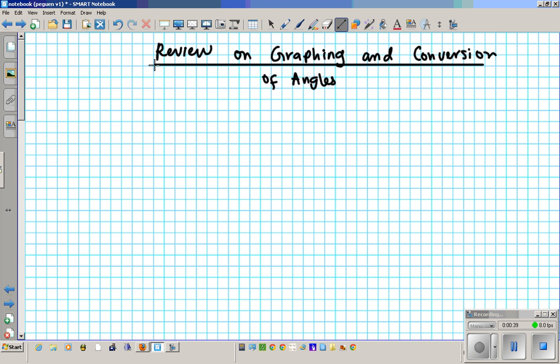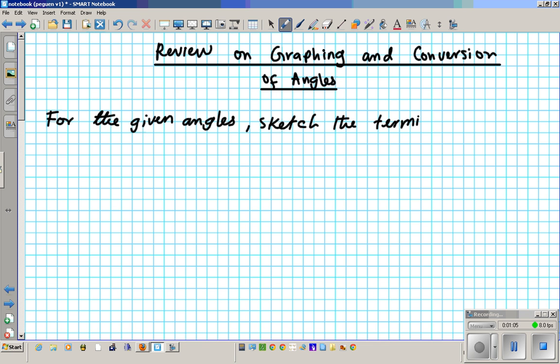Alright, let's take a look at two examples, and then we're going to try some review problems. So let's write down the instructions for the examples first. It is as follows. For the given angles, sketch the terminal side and specify what quadrant it lies in.